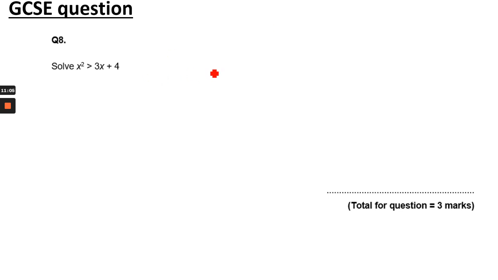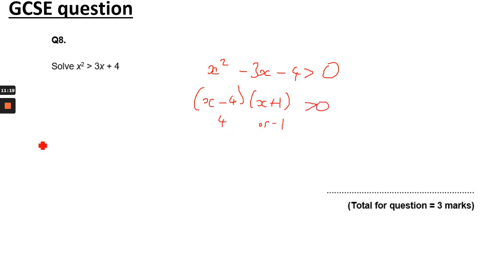Okay, so for this GCSE question, if you rearrange it, you get x squared minus 3x minus 4 is bigger than 0. So if you factorize that, you get (x minus 4)(x plus 1). So your roots are 4 or negative 1. Draw the sketch every single time. You've got it crossing at 4 or at minus 1.